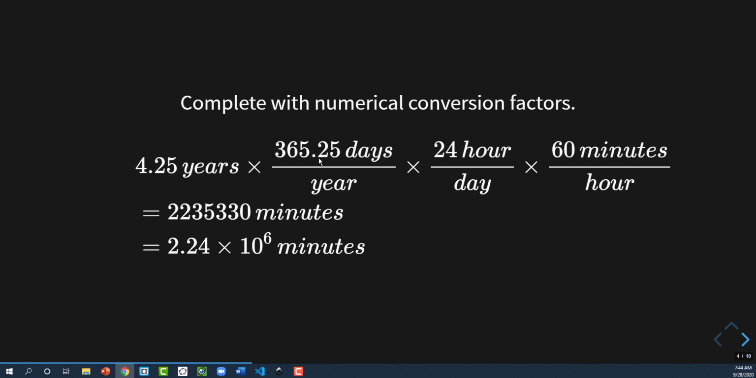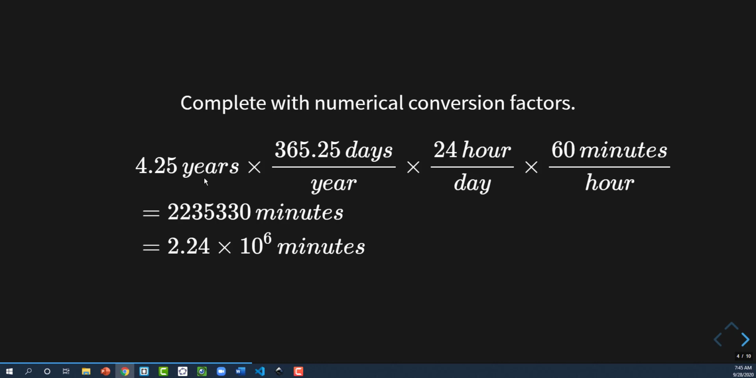Now you got the number of days. And then you keep going. Multiply that number by how many hours are in a day, finally the minutes in an hour. And you notice these units cancel. Years cancel with years, days cancel with days, hours cancel with hours. So we know we set it up right. The only unit left standing at the end are the minutes. So therefore that has to be the right answer to the question, which is the number of minutes in this many years.